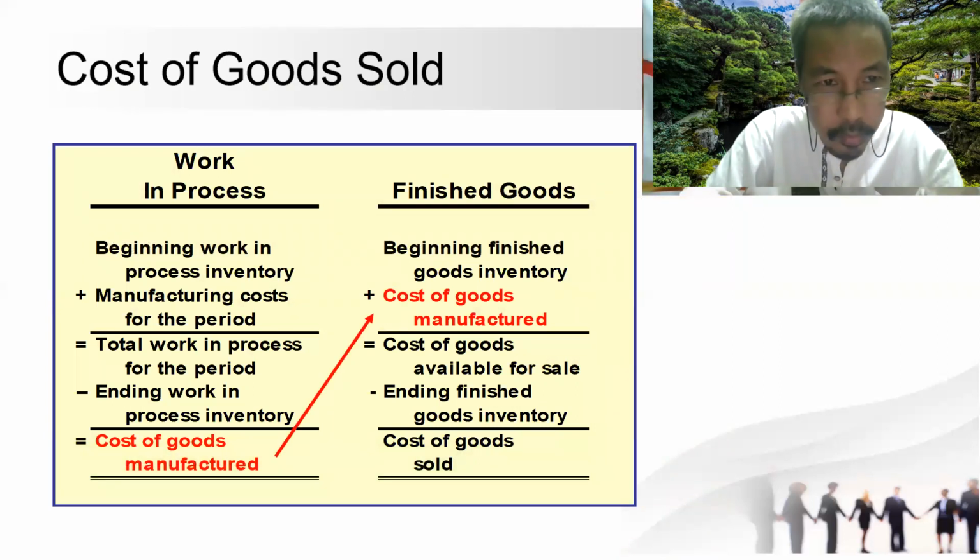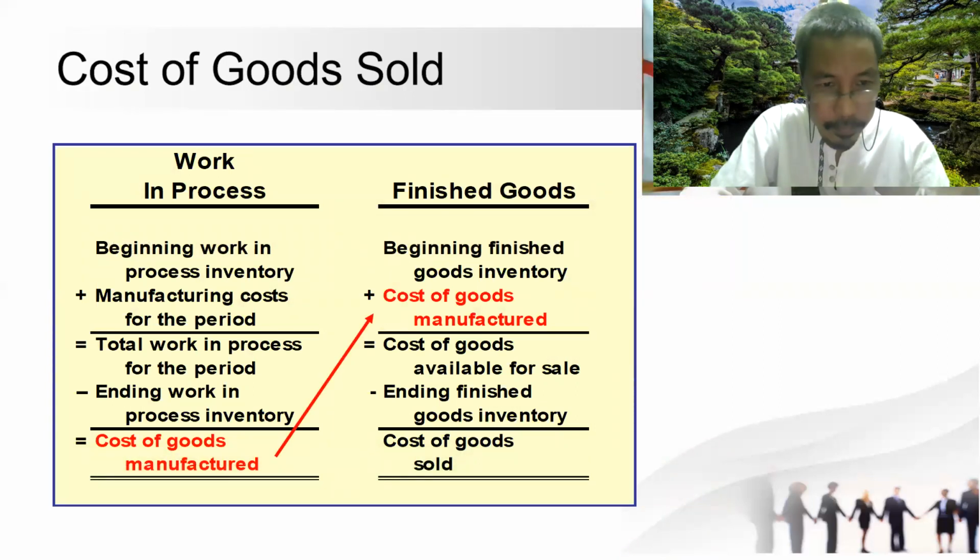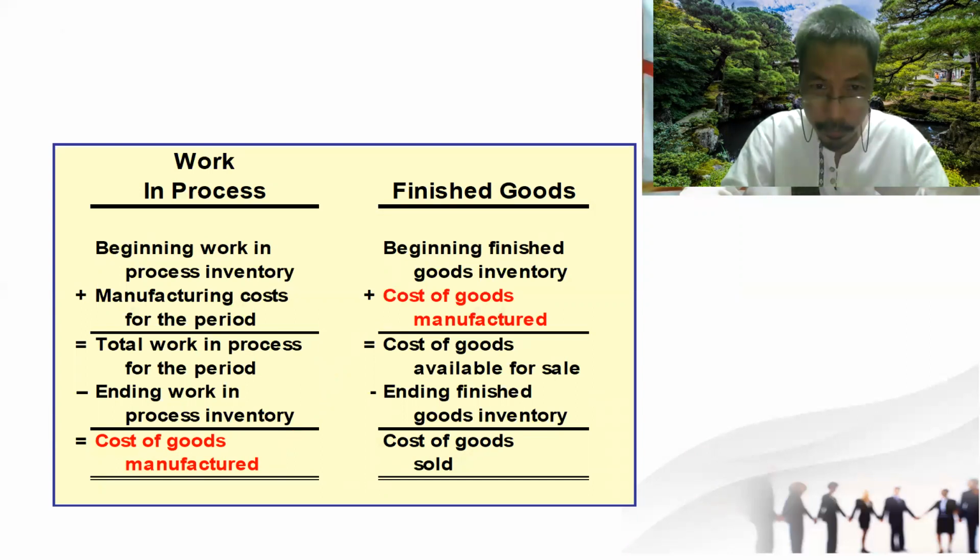Cost of goods sold. What about it? So from the work in process, okay, so we have what? Sequence. So this is what you can go back to.